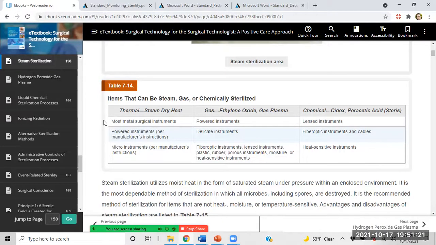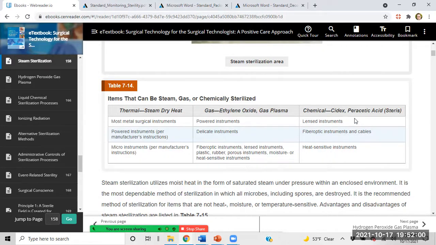Here you can see that if we're using steam and dry heat, most surgical instruments are going to be sterilized. Powered instruments that are used in cases can be used with thermal steam or dry heat, or they can also be cleaned with gas, like ethylene oxide or gas plasma. Micro instruments are needed in the steam and dry heat, and fiber optic instruments, things of that nature, need the gas sterilization.